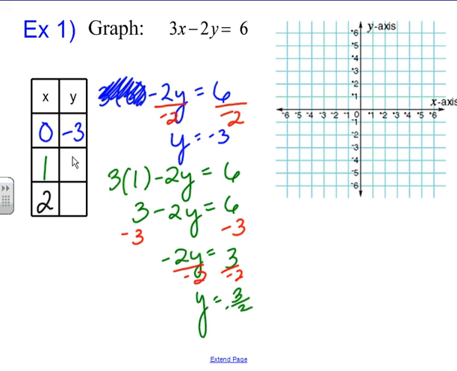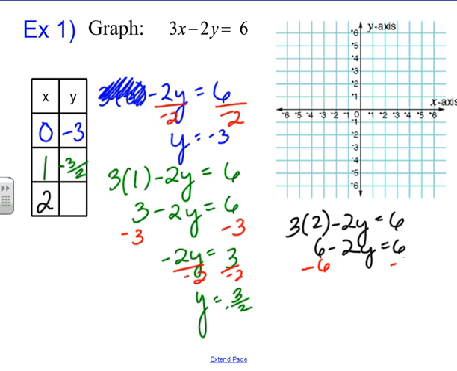Now, it's okay to get a fraction. That happens sometimes, and that's okay. We can graph that. That's negative 1.5. So I'm not too concerned. And let's do the last one. Let's put 2 in there. So 3 times 2 minus 2y equals 6. 3 times 2 is 6. Subtract 6 from both sides. Negative 2y equals 6 minus 6 is 0. So negative 2 times something equals 0 tells us that that something is 0. So we'll put a 0 here.